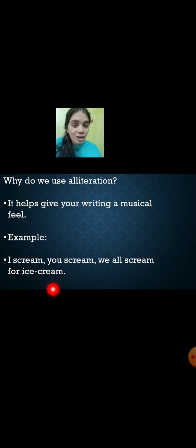Isn't it funny, children? We can hear the musical feel also when we read this sentence: I scream, you scream, we all scream for ice cream. It's very funny to learn, and very nice to hear this musical sentence. So alliteration is used to give your writing a musical feel.